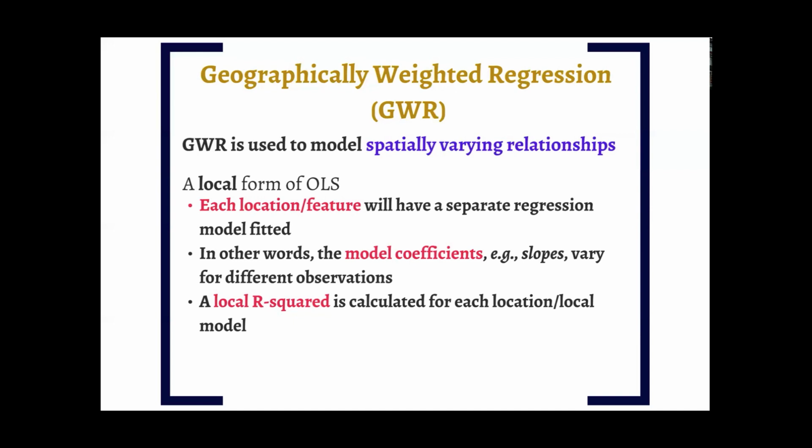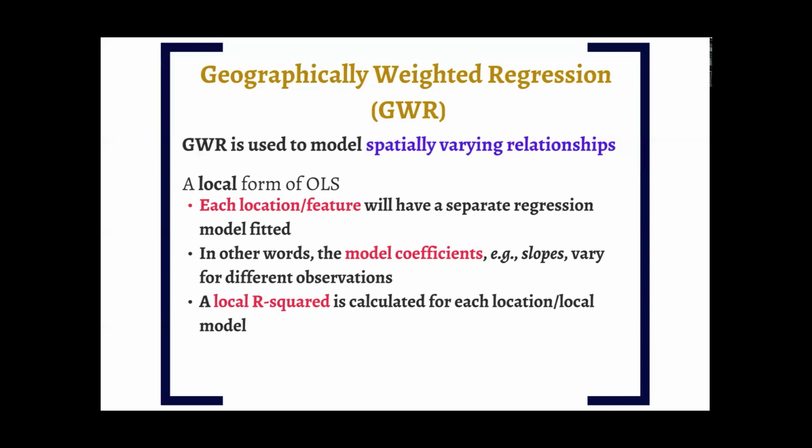However, it could be negative in another different state. So different states, different locations, different features will get a separate model fitted. The model coefficients are going to be different. And of course, the R-squared value, which is the measure of model performance, can also be different.